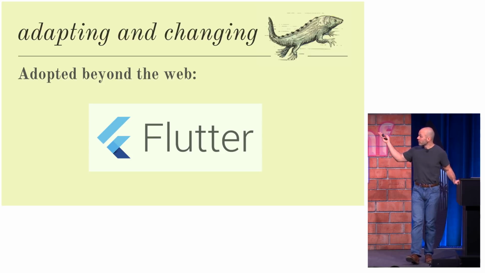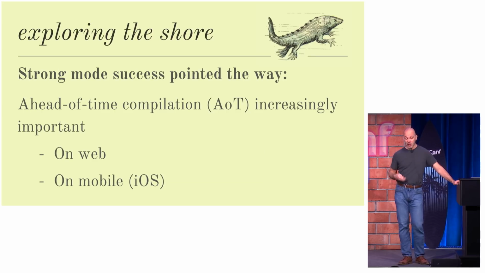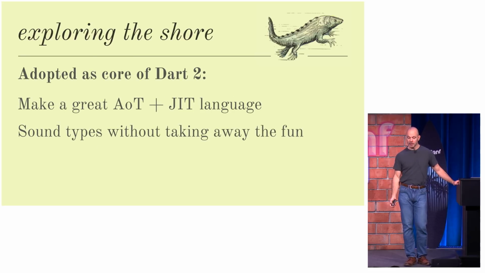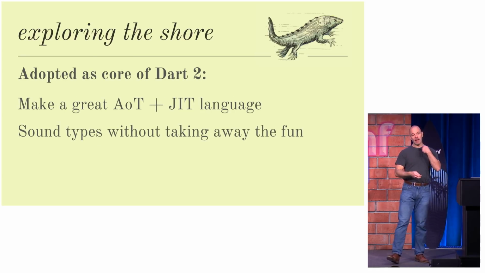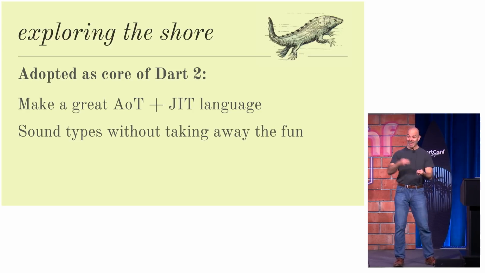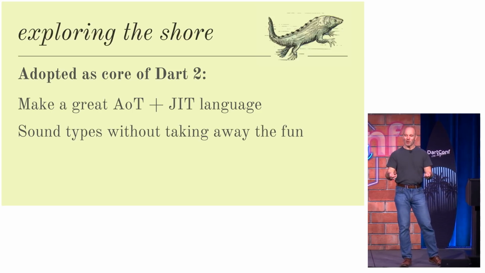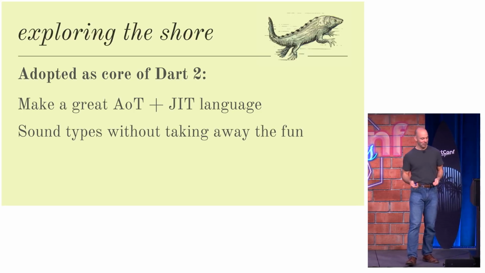Flutter was one of our very early adopters on this, and they were simply using strong mode because they liked the better checking. So this was, I think, a very good indicator to us that we were on the right track. We were able to get better ahead-of-time compilation. We believed that this would carry over to mobile, to the native, and certainly we were seeing this on the web. So we had this evidence that we were able to take a language and make it great both for ahead-of-time compilation and for just-in-time compilation, get the best of both worlds, and get all the benefits of a sound type system without taking away all the fun things about Dart.